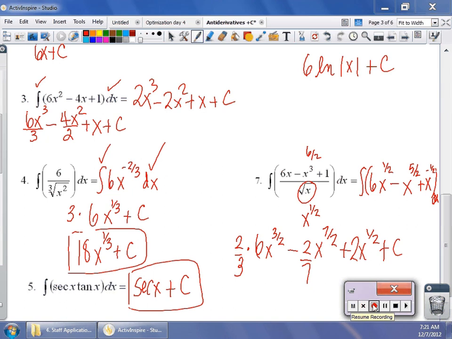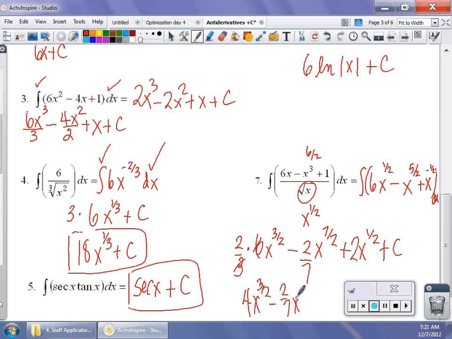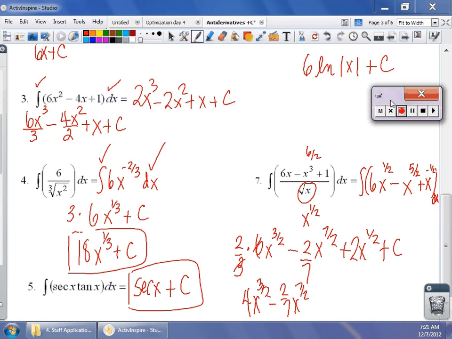Last thing is to clean that up. So 3 divides into 6 twice. 2 times 2 is 4, so I get 4x to the 3/2 minus 2/7 x to the 7/2 plus 2x to the 1/2 plus c. And that is the process of finding a general antiderivative. We'll talk more about particular solutions versus general solutions in class, but this is a good start to reversing the process of being given a derivative and then going back and finding the original function. Hope this helps you.